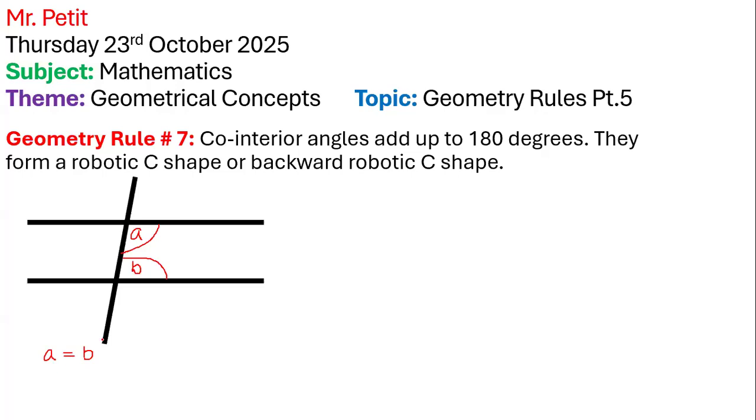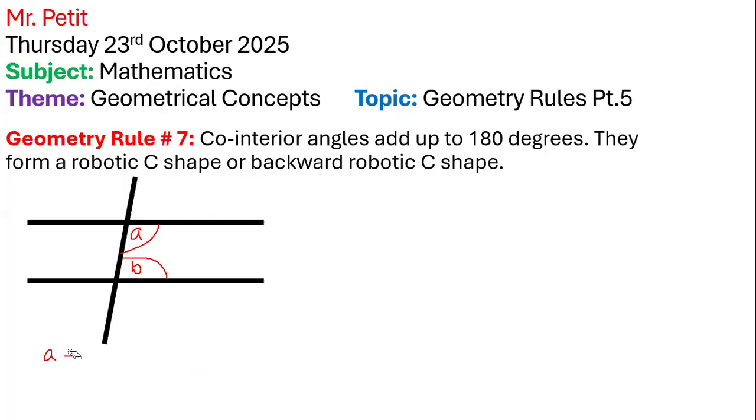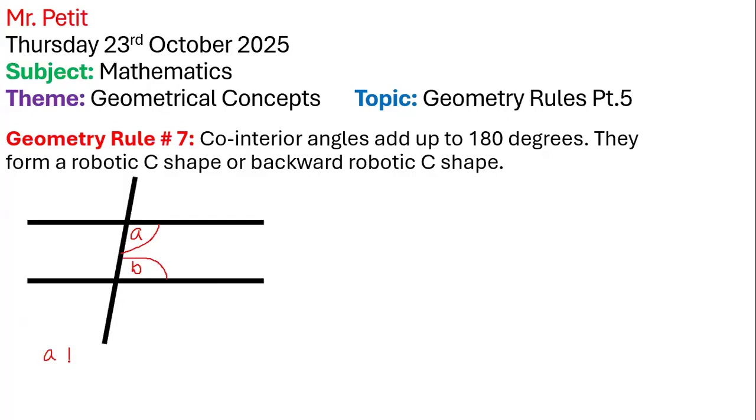All right, so A equals B. Why is A equal to B? No, they're not equal, my bad. They're not equal. They add up to 180 degrees. So A plus B is equal to what? A plus B is equal to 180 degrees.